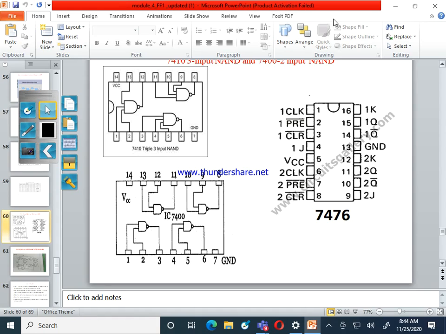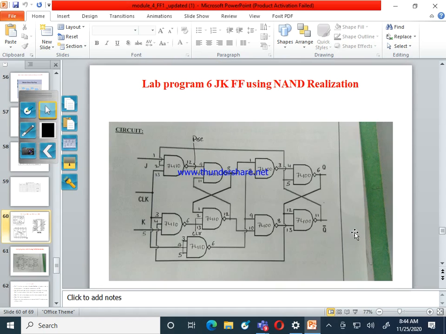Then you have one more IC. See, this is the JK flip-flop IC. The JK flip-flop IC number is 7476. You are going to use this IC in the next program. Actually, if the question asks to realize the JK flip-flop using an IC, it is very easy. There is no difficulty of so many NAND gates. But the question is given like this: realize your JK flip-flop using NAND gates, the universal gate, not an IC.